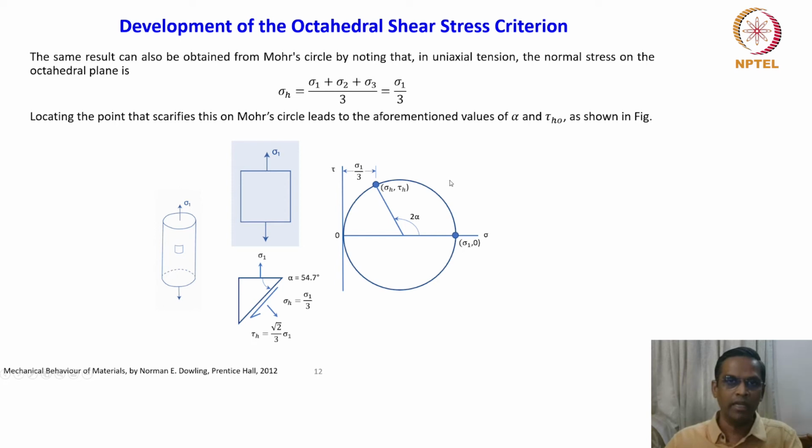So this is now very easy. This Mohr circle concept comes in very handy to visualize the maximum normal stress versus shear stress values. So this is for the octahedral shear stress criterion.